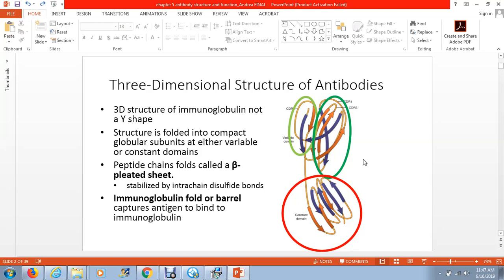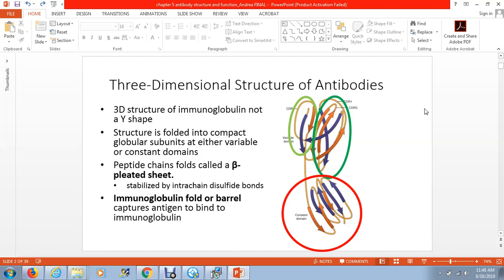either the amino acids that make it an alpha chain, delta, gamma, epsilon, or mu. And then obviously we have the two light chains as well. The light chains are either kappa or lambda, as you recall. And so these chains, they don't exist in a linear fashion.